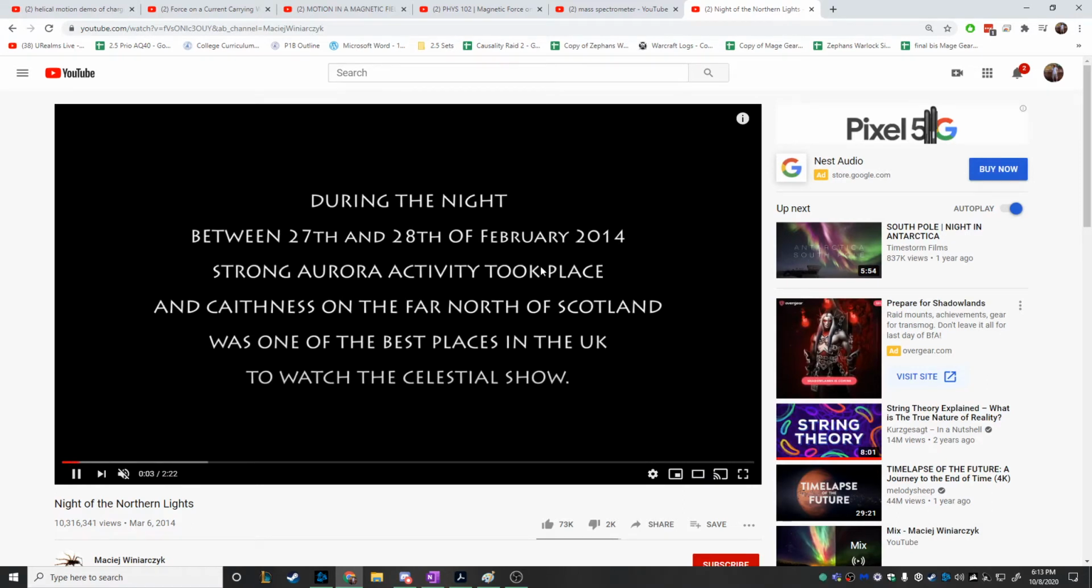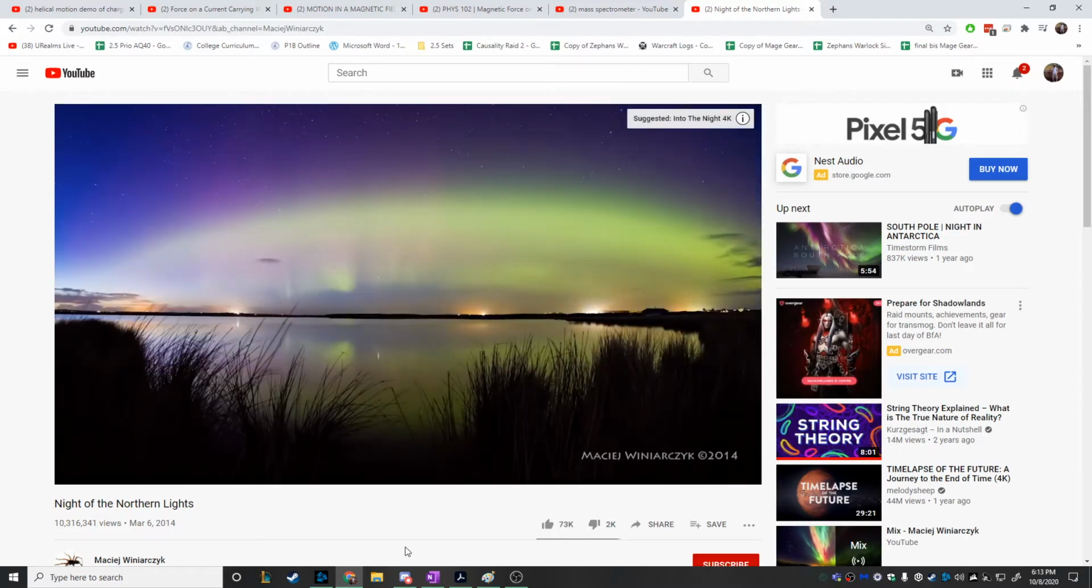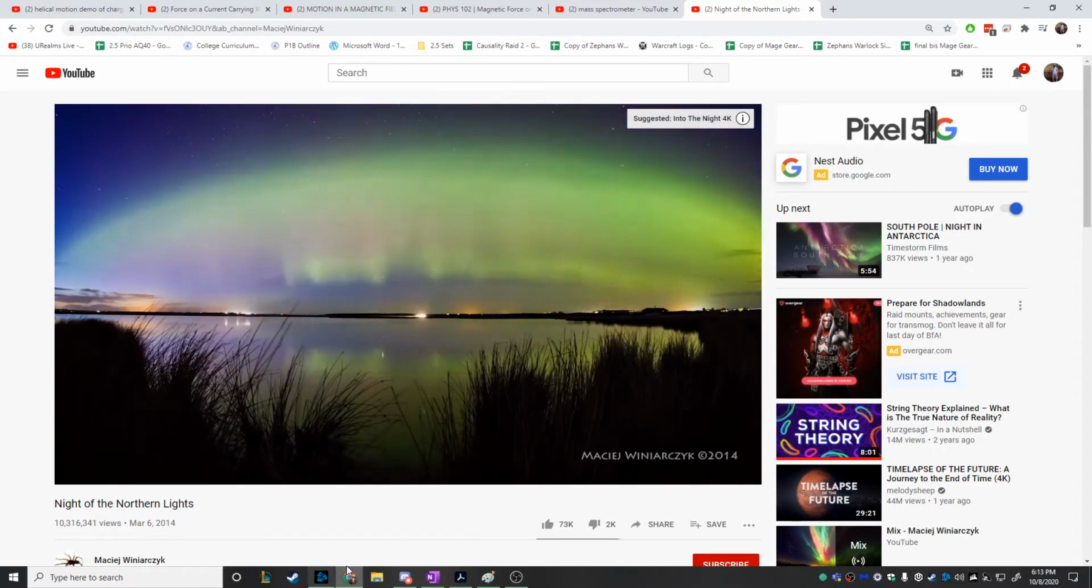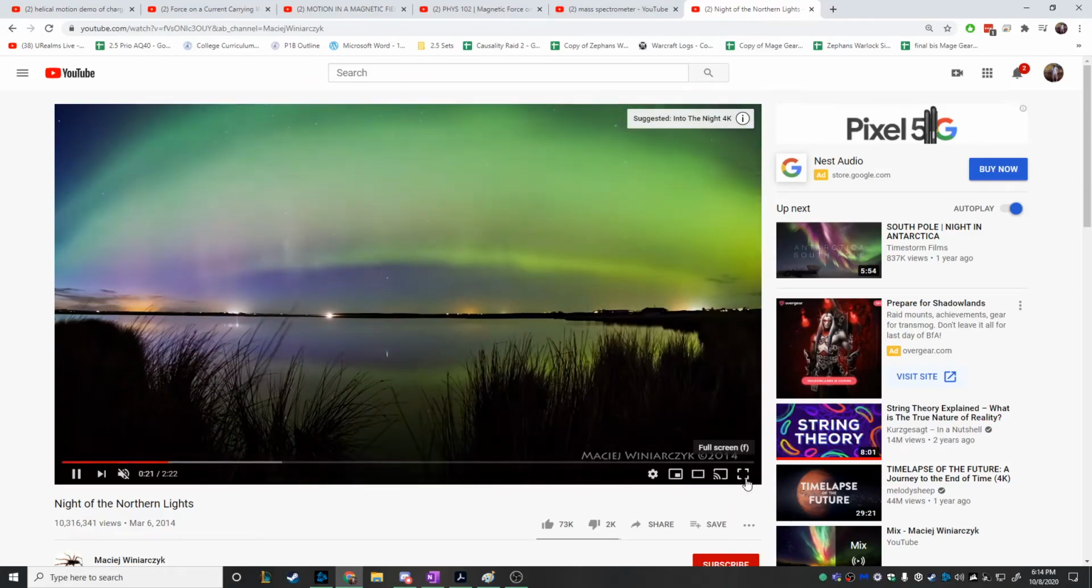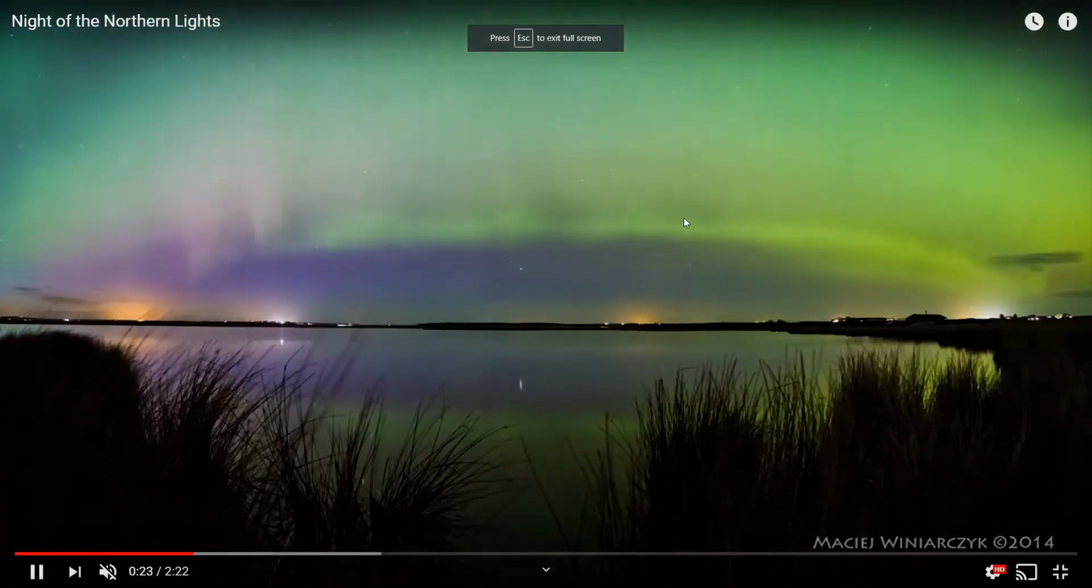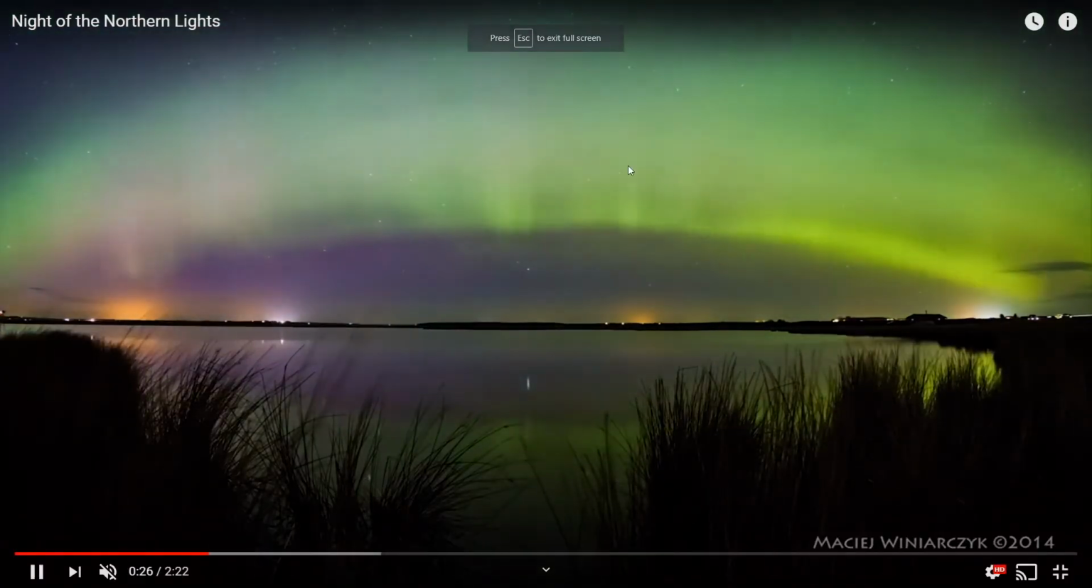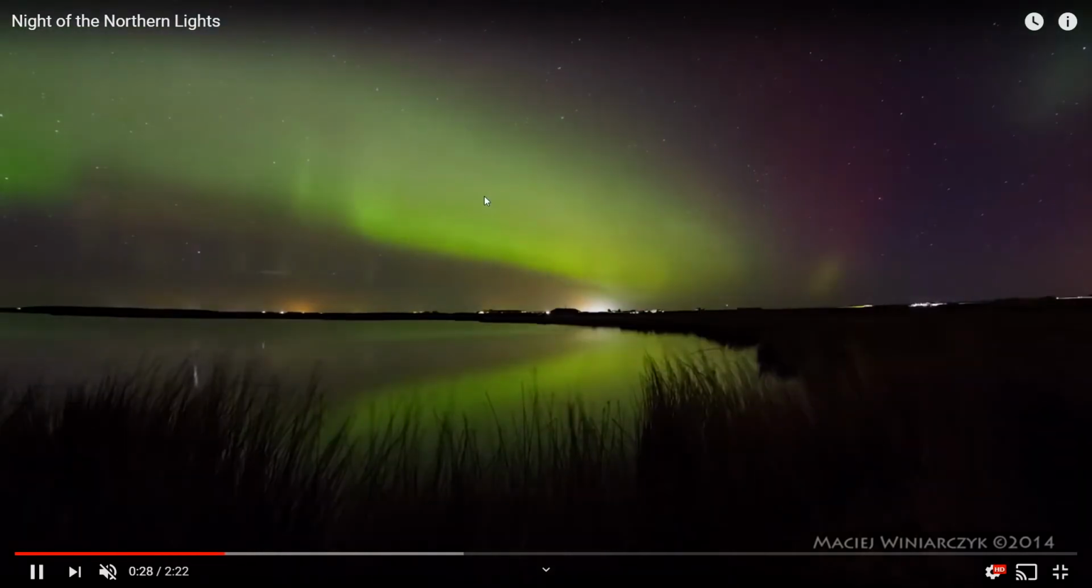This is in February of 2014, strong aurora activity. Let's get to the... So that's what they look like, apparently. And I mean, it kind of looks cool on the screen, but I'm sure it looks way more impressive in person. Has anyone here ever seen these before?